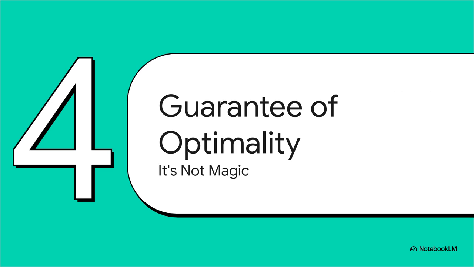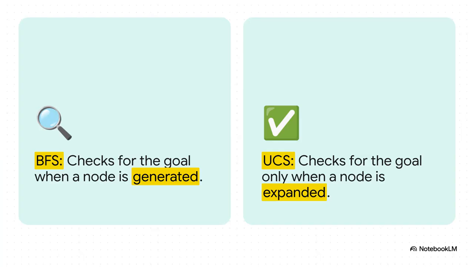This incredible ability to find a solution and then say, hold on, I think I can do better, isn't an accident. It's built right into the core logic of the algorithm. And this is what gives us its famous guarantee of optimality. So what's the trick? It's a subtle but absolutely critical difference in when it checks for the goal.